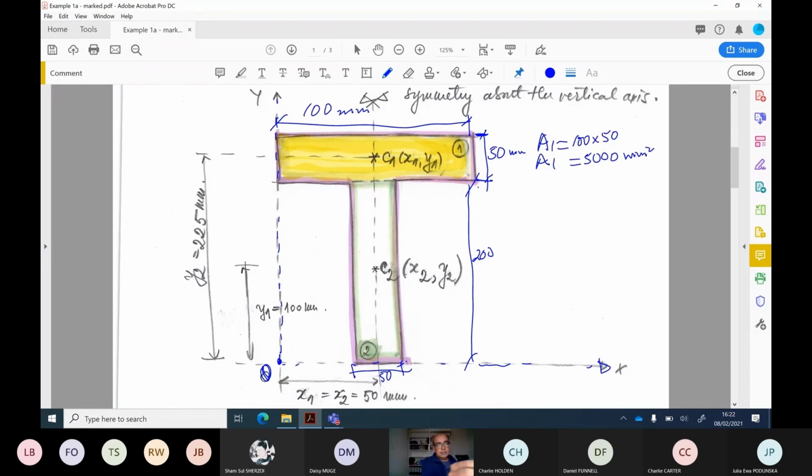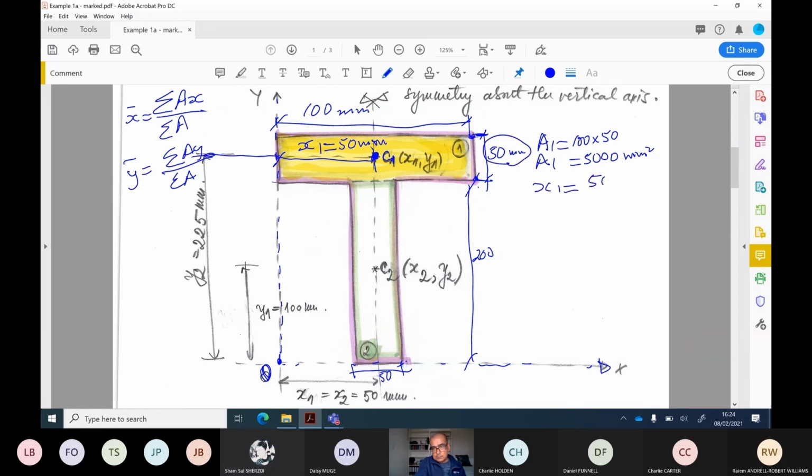Because the formula for working out X bar is summation of Ax divided by summation of area, and Y bar is summation of Ay divided by summation of A. The next thing is to find out the center of this area, which is C1, from the origin point. The horizontal dimension is 100. The center of this C1 from the origin point in the x direction is 50 millimeter.